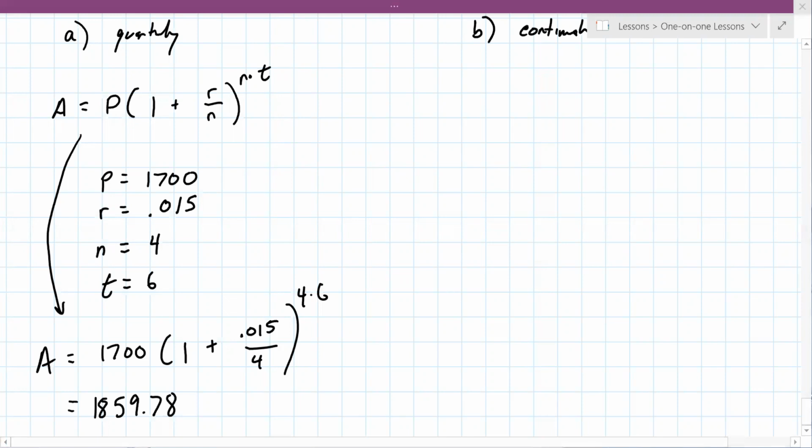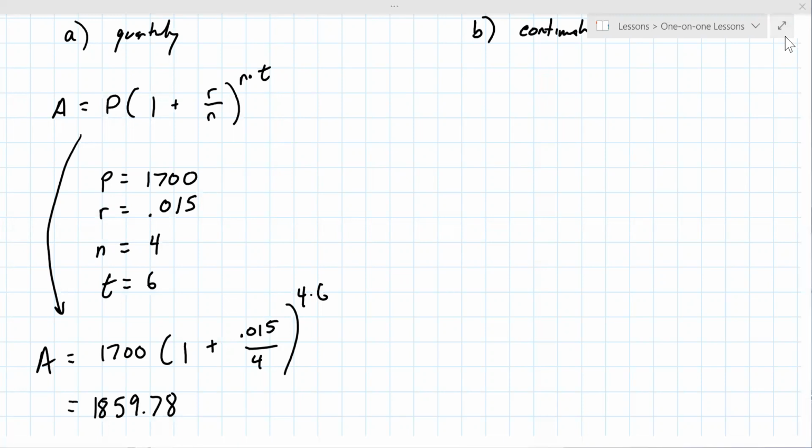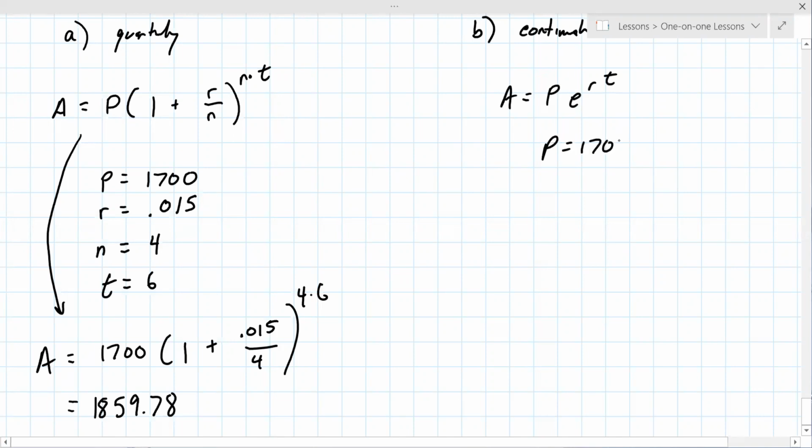Okay, so then now we have to do it for continuous. Continuous is a completely different equation. The amount that you have is P e to the RT. Your P is the same, it's 1700. Your R is still 0.015, and your T is 6. Notice there's no N in this one. So it's just a calculator exercise. Can you get this into the calculator correctly?